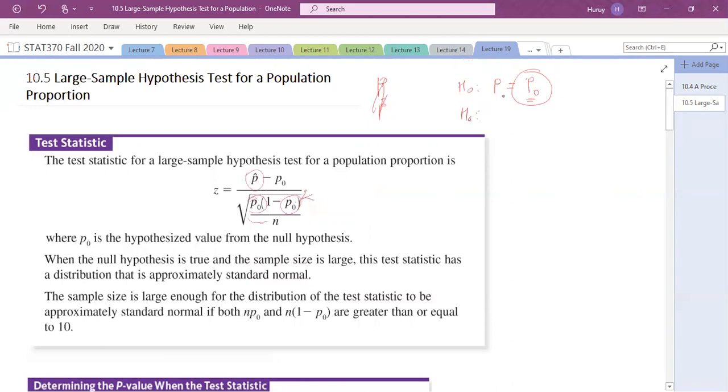So given this null hypothesis is true, assuming this is true, and the conditions np and n(1 minus p) are both greater than 10, it means the sample size has to be large. So, given both of these, this test statistic will follow a standard normal distribution. The sample size is large enough for the distribution of the test statistic to be approximately standard normal if both n p sub naught and n(1 minus p sub naught) are greater than or equal to 10.